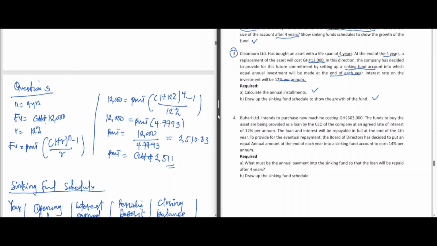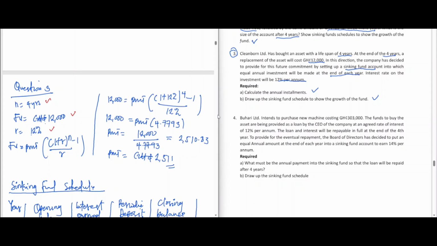So from the question, we know that the number of years that the investment is going to take is 4 years. We know that the future value that they are saving for is 12,000 Ghana cedis, and the interest rate is what? 12%, because at the end of the 4 years, they want to replace a machine which is costing 12,000 Ghana cedis.